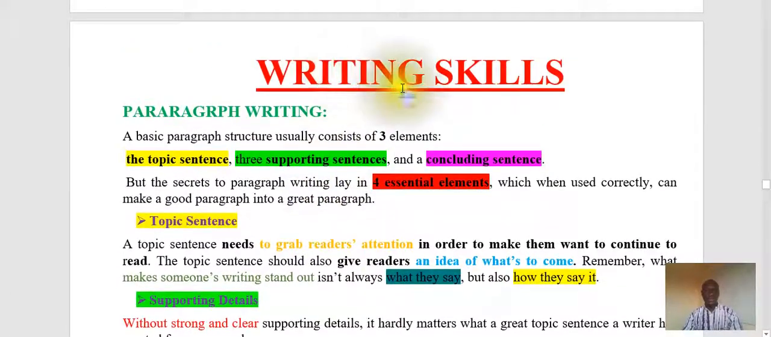So dear friends, we'll stop the first course on paragraphs here, and we'll come back again with another course to help you understand more how to write a paragraph. It's very important in the English language.